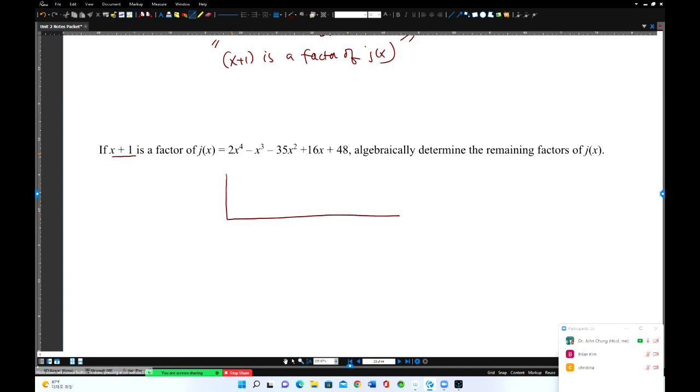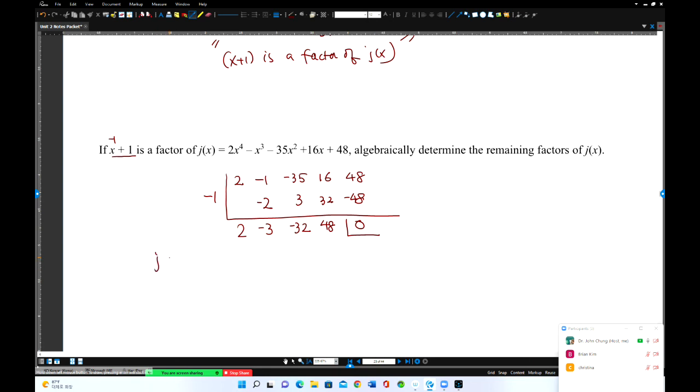The coefficients: x to the 4 is 2, x cubed is negative 1, x squared is negative 35, then 16, and last is 48. The number to make 0 is negative 1. Don't touch this 2. 2 times negative 1 is negative 2. You add, negative 3. Negative 1 times negative 3 is positive 3. Add this one, negative 32. Negative 1 times negative 32 is positive 32. When you add this, it is 48. Negative 1 times 48 is negative 48. When you add this one, 0. That remainder is 0. So that means x plus 1 is a factor.